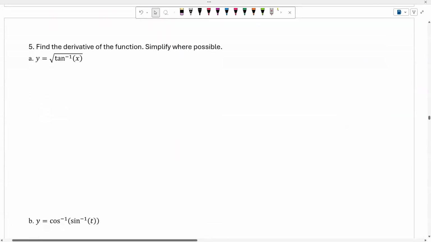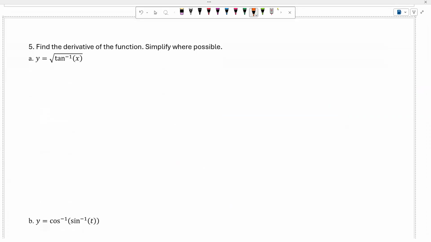So now we would like to go to work on the derivative. If I want to find the y prime, then first of all, I need to rewrite this into the tangent inverse of x raised to the power of 1/2.